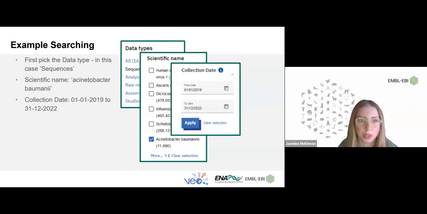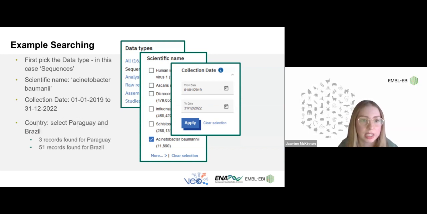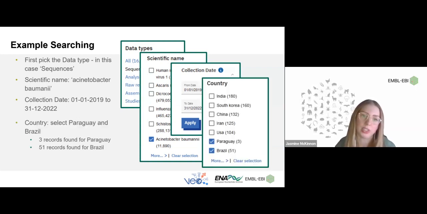And then you can put in a date range right down to the day. And that's quite easy to do. And then finally, you can select a country and you can search for your country. And you will always see next to each filter how many records there are held for each one. So in this case, we found 3 records for Paraguay and 51 records for Brazil for the 3 years between 2019 and 2022.